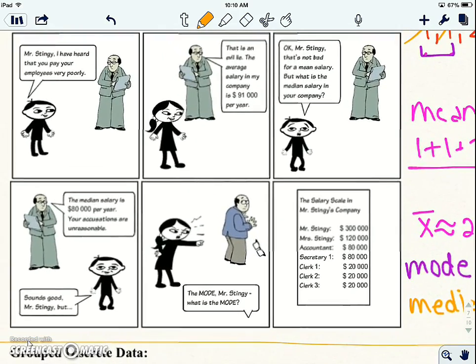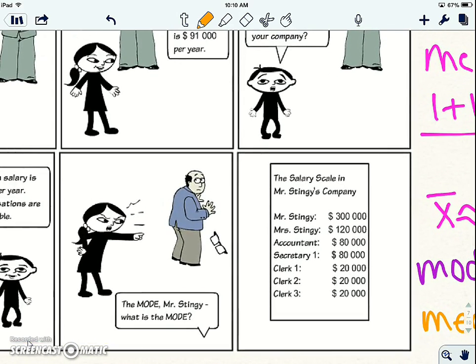It says, "Mr. Stingy, I have heard that you pay your employees very poorly." And he says, "That is an evil lie. The average salary in my company is $91,000 per year." "Okay, Mr. Stingy, that's not bad for a mean salary, but what was the median salary in your company?" "The median salary is $80,000 a year." "Your accusations are unreasonable." "Sounds good, Mr. Stingy, but the mode, Mr. Stingy, what is the mode?" Okay, so this is a joke. The mode is 20,000. Okay.